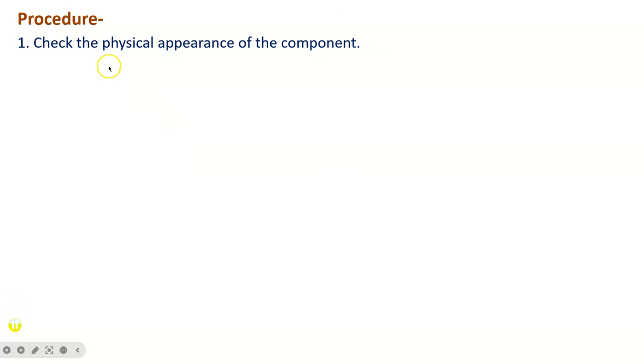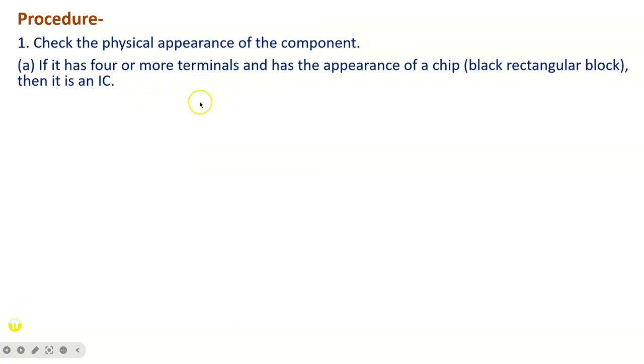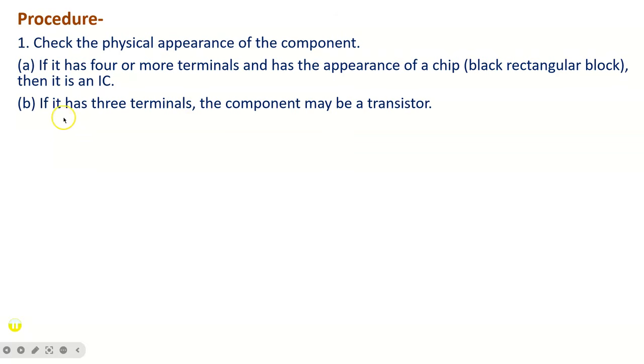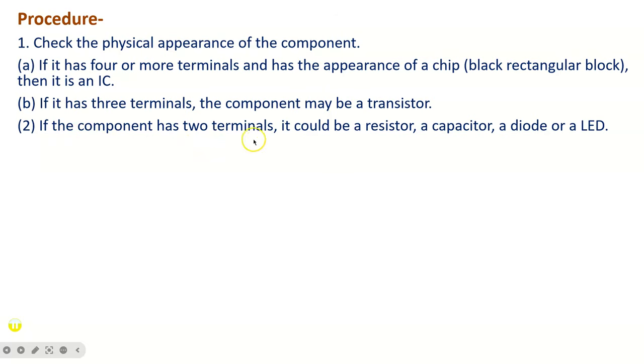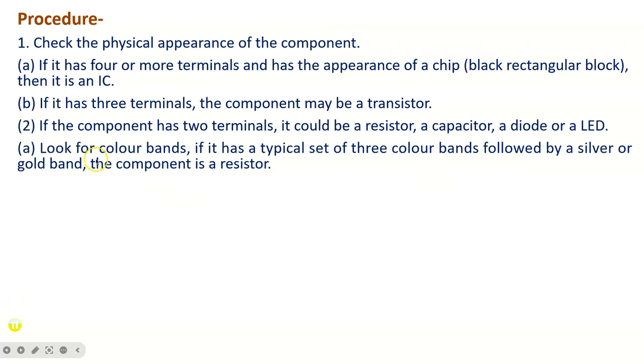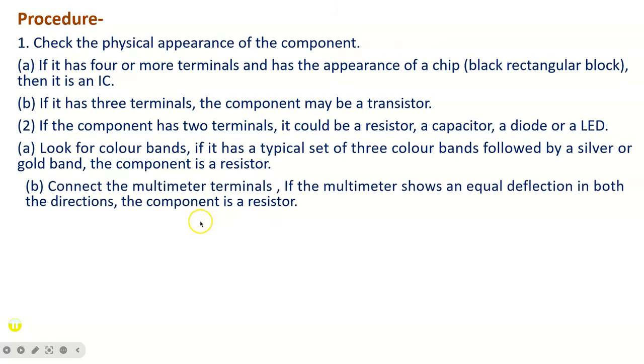Procedure: check the physical appearance of the component A. If it has 4 or more terminals and has the appearance of a chip, a black rectangular block, then it is an IC. If it has 3 terminals, the component may be a transistor. If the component has 2 terminals, it could be a resistor, a capacitor, a diode or a LED. Look for color bands. If it has a typical set of 3 color bands followed by a silver or gold band, then the component is a resistor.